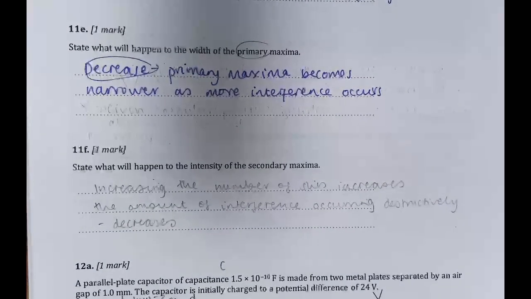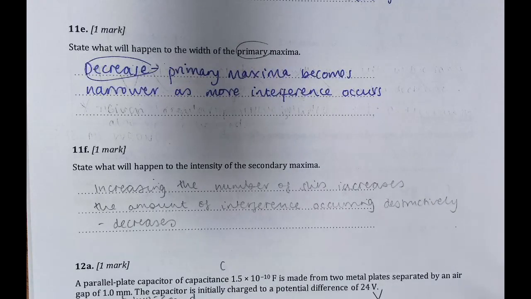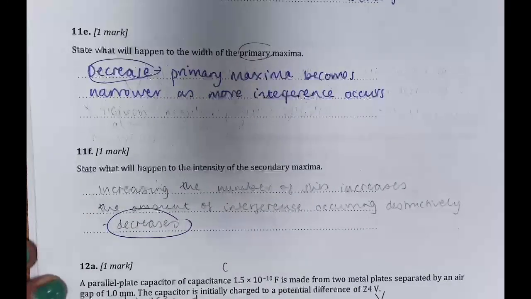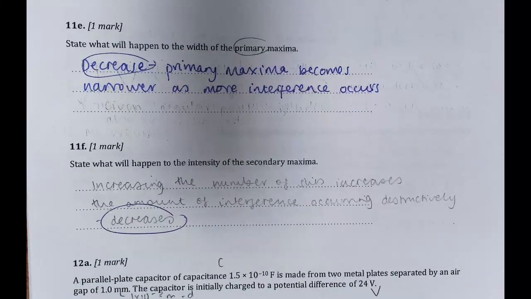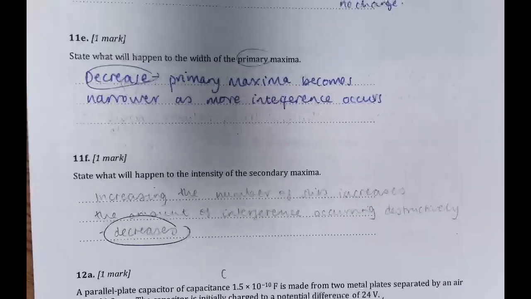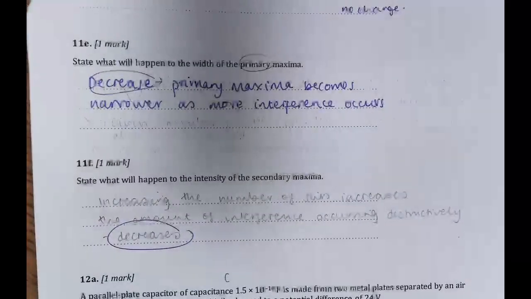In 11F, state what will happen to the intensity of the secondary maxima. 1 mark just for saying the word decreases, but I've just said increasing the number of slits increases the amount of interference occurring destructively, so decreases. It does come up quite a lot, so I am glad I still included this question, by the way. I just know it's frustrating, but I have printed this off for you all so that you've got it.